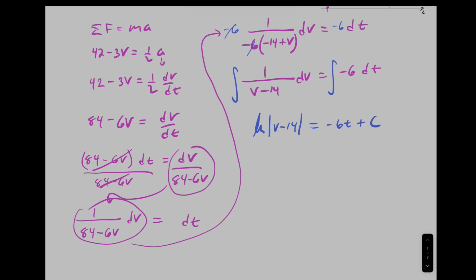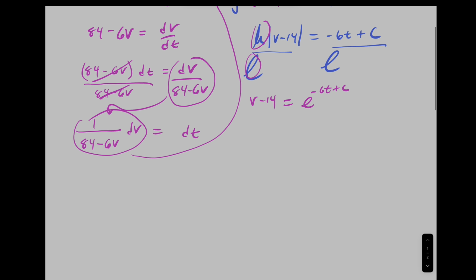Now I have to solve this for v, and to do that, I make the left and the right exponents of e. I basically raise e to both sides' power. And what I know now is e to the natural log undo each other because they're inverses, and I just get v minus 14 is equal to e to the negative 6t plus a constant. Scroll up a little bit.